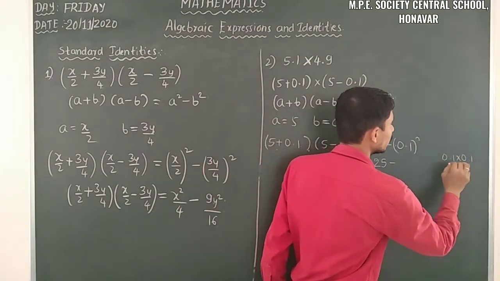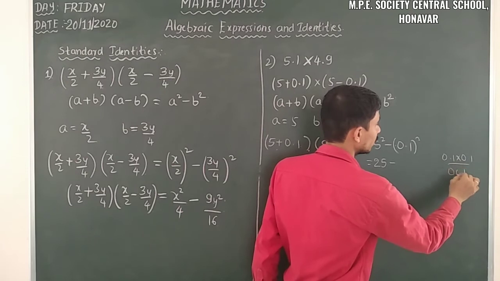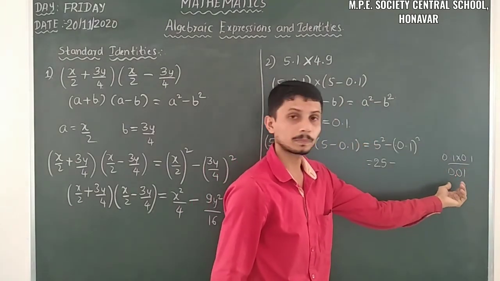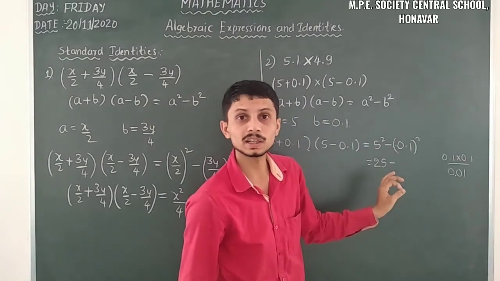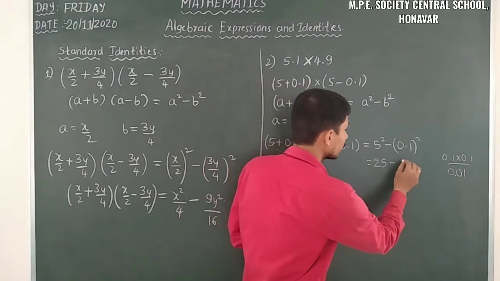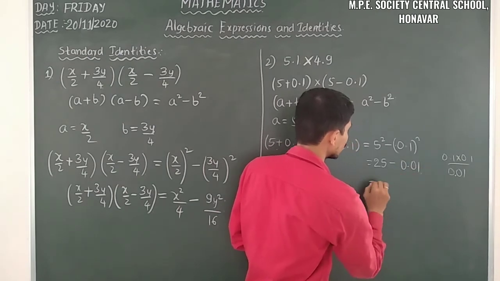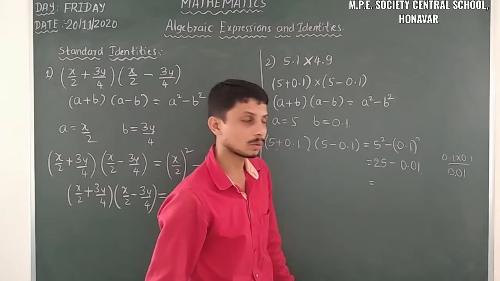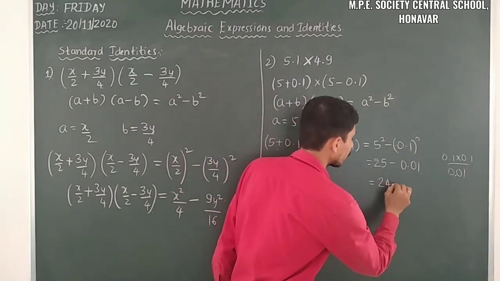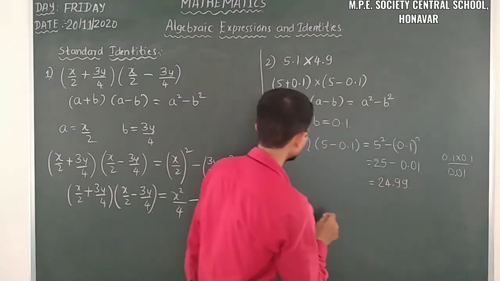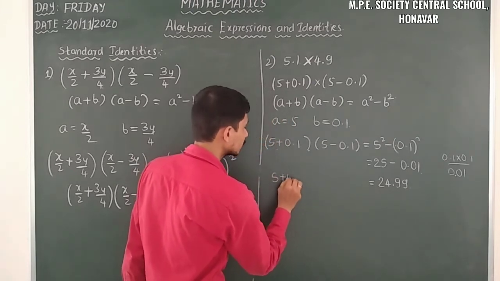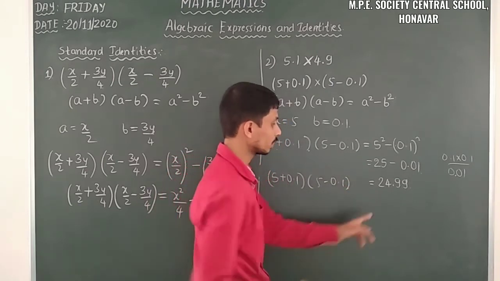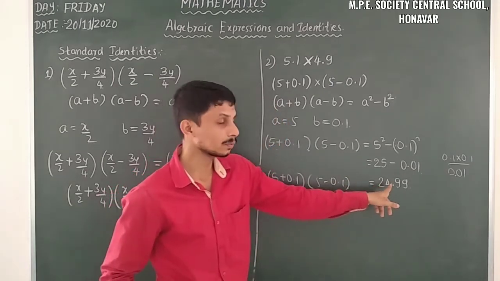0.1 square: 1 into 1 is 1, here 2 zeros are there, so after two decimal places we have to put the decimal point here. So then we have 0.01. When we subtract 0.01 from 25, we get 24.99. So that is the answer for (5 + 0.1)(5 − 0.1). So we have the answer, that is 24.99.